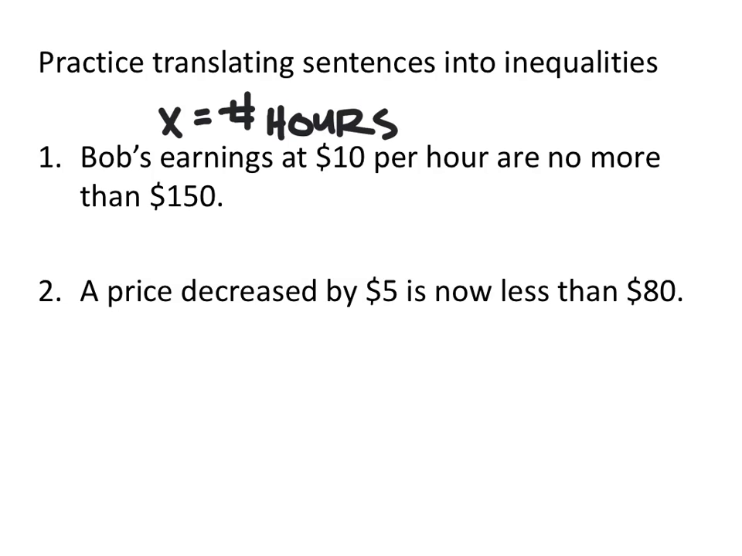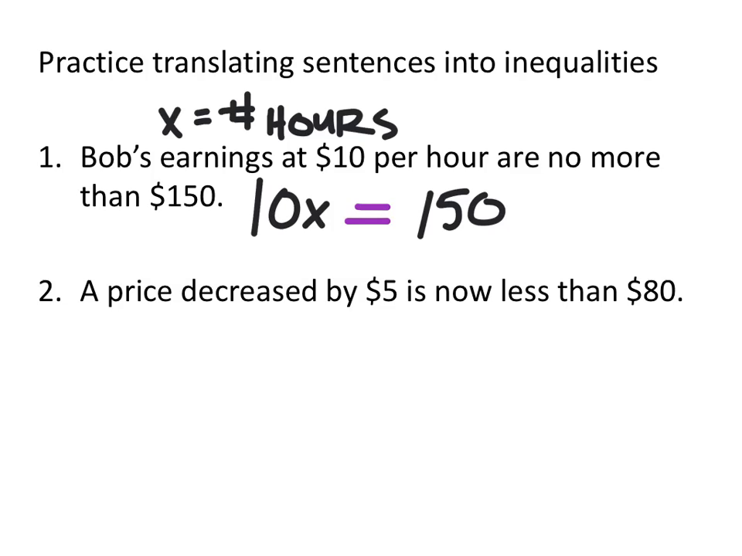So Bob's earnings at $10 per hour, so that's $10 for each hour, so we'd multiply that by the number of hours, and then we would compare that with 150. Now it says they are no more than 150, which means it could equal 150. Which is the first thing I look for when I do these. Not that you have to, but it's the first thing I look for: could it be equal to, in translating this? And this one is yes, it could equal 150.